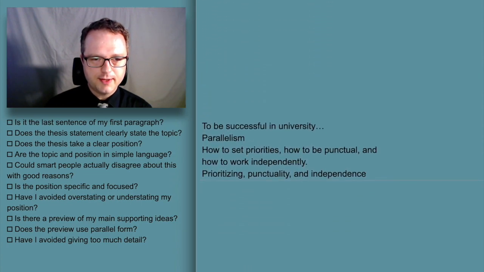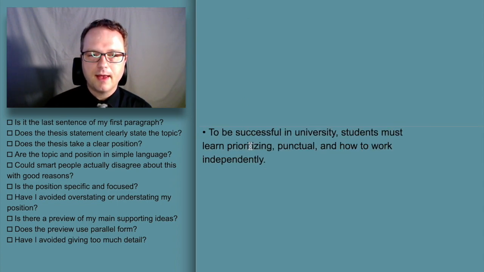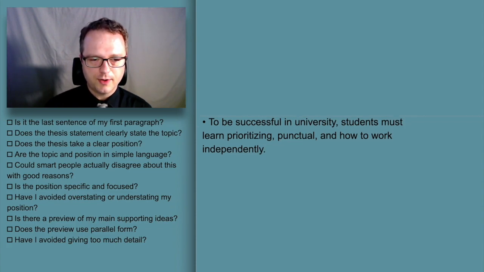Okay, there are a few ways to be successful in university. We could do how-to phrases: how to set priorities, how to be punctual, and how to work independently. Okay, 3 how-tos. We could use 3 nouns: prioritizing, punctuality, and independence. Okay, and those are both ways to make our preview parallel, and that will make our thesis statement easier to read and nicer.